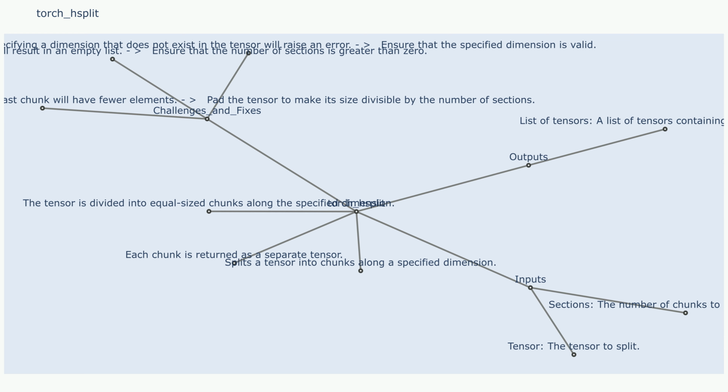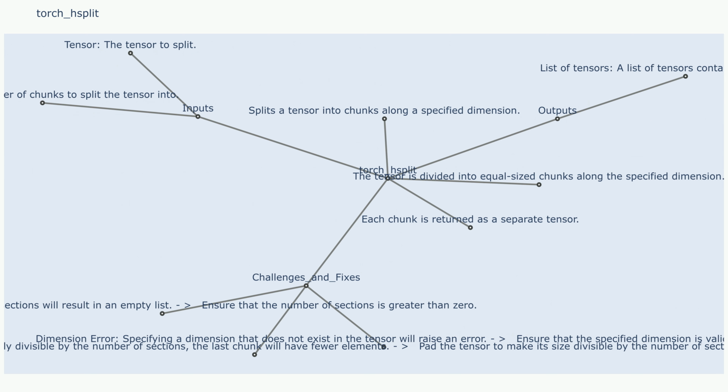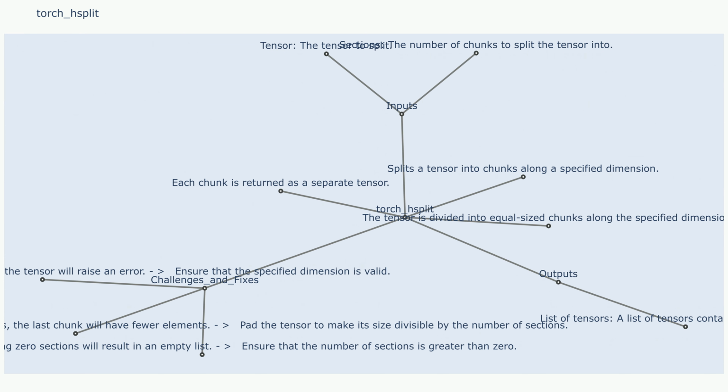Challenges and fixes. Challenge 1: uneven split. If you try to split the tensor into an unequal number of subtensors, and the size of the input tensor is not perfectly divisible by the number of subtensors, you'll get an error. For instance, splitting a tensor with 7 columns into 3 equal-sized subtensors is not possible. Sample use case that resulted in challenge 1: torch.hsplit(tensor, 3) where tensor has 7 columns.